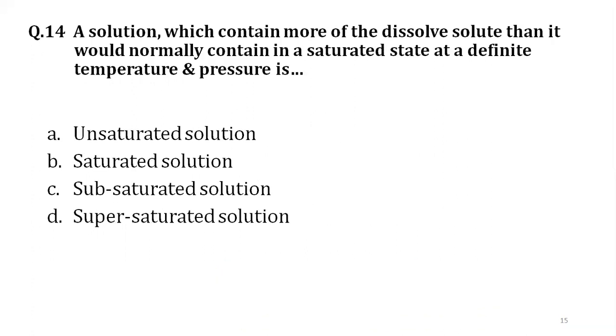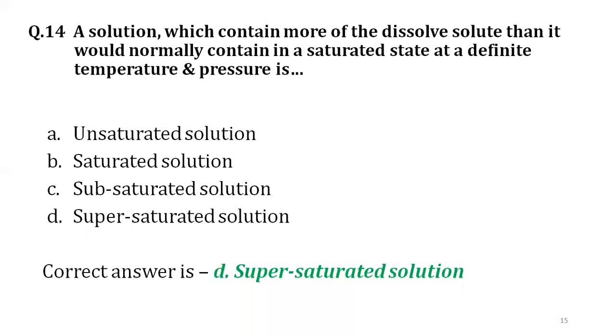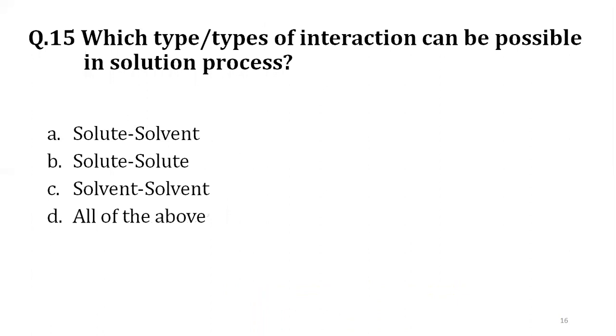Question number 14. A solution which contains one more of the dissolved solute than it would normally contain in a saturated state at a definite temperature and pressure is. Option A, unsaturated solution. B, saturated solution. C, subsaturated solution. And D, supersaturated solution. Okay, so normally it contains more of the solute. So obviously you will guess it right, the correct answer is D, that is a supersaturated solution. So it contains more of the dissolved solute than is generally expected.